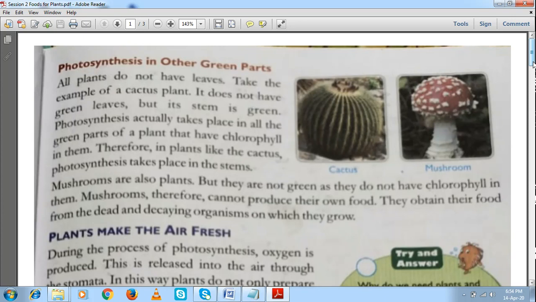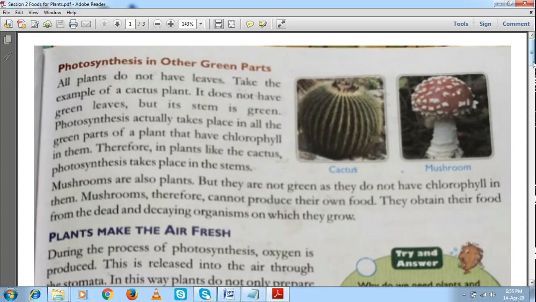To your surprise, children, mushrooms cannot prepare their own food, but they depend upon other sources for their food requirements. They depend upon the dead and decaying organisms that are present in the soil around them, on which they grow. Therefore, such organisms which depend upon dead and decaying matter are known as saprophytes. They cannot prepare their own food.